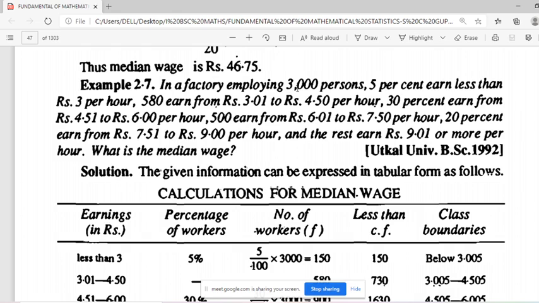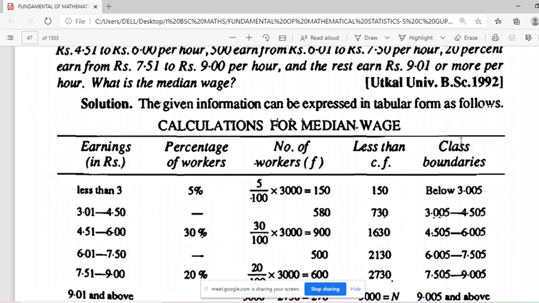In a factory employing 3000 persons, 5% earn less than 3 per hour, 580 earn from 3.01 to 4.50 per hour, 30% earn from 4.51 to 6 per hour, 500 earn from 6.01 to 7.50 per hour, 20% earn from 7.51 to 9 per hour, and the rest earn 9.01 or more per hour. Okay, so what is the mean wage?